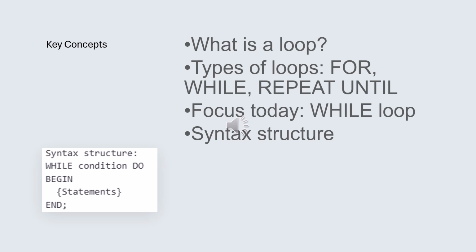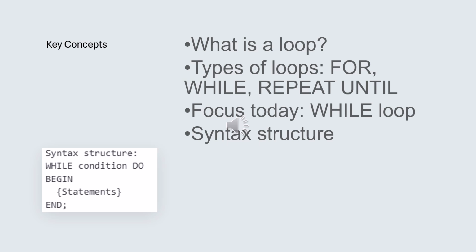And there are different types of loops. The first one is the for loop, then the while loop, and the repeat until loop. These are the 3 main types of loops commonly used in programming, and our focus today will be on the while loop. The syntax structure down there shows a while loop: it starts with while, the condition, do, begin, then the statement inside, and then end.